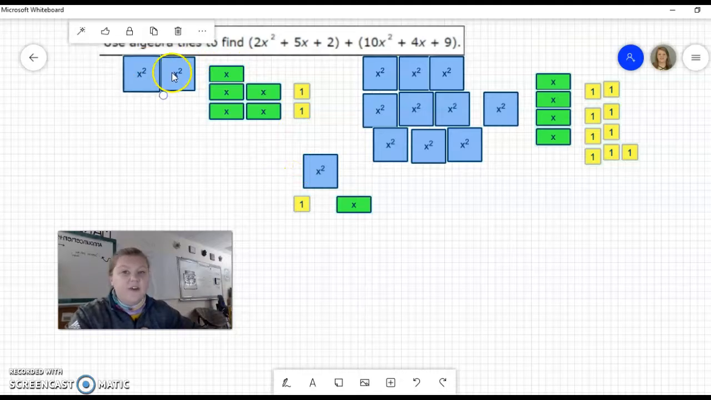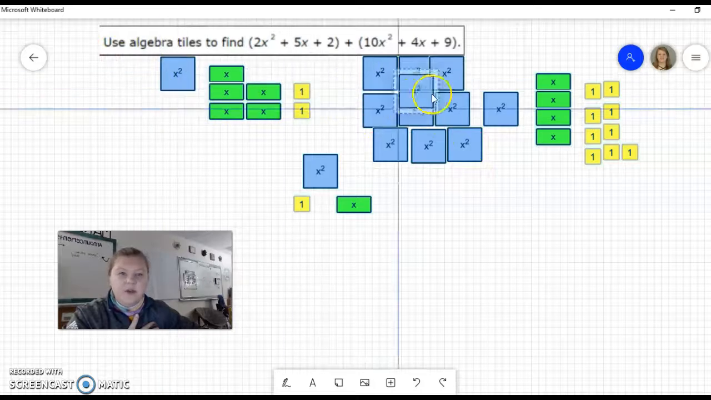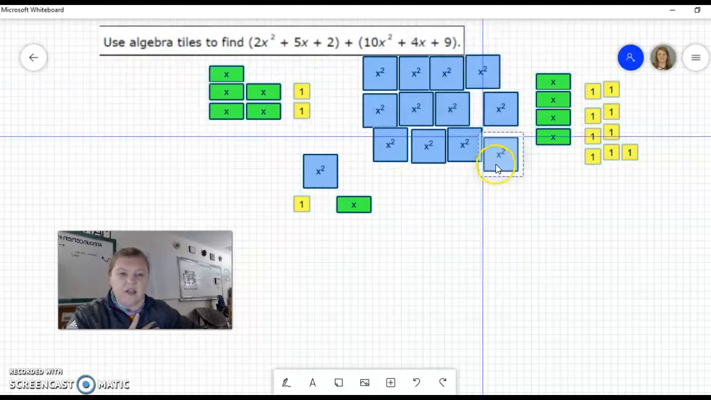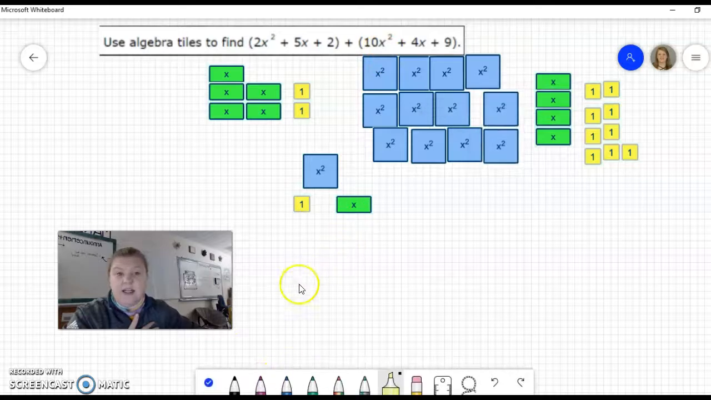okay, well, I have a group of x squareds here and I have a group of x squareds here. So how many do I have together? Well, I can just put them together, right? So instead of saying 2x squared and 10x squared, I can say that I have now 12x squared, right? Because all together I have 12 of them.